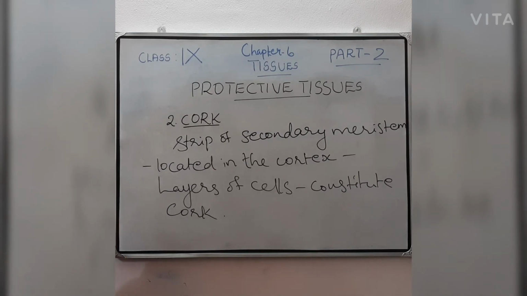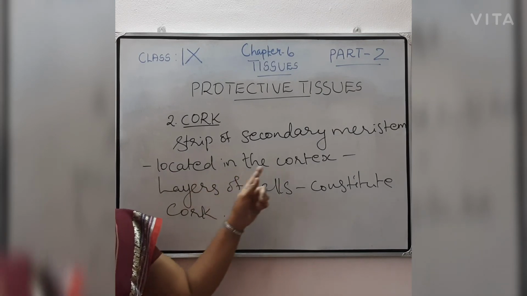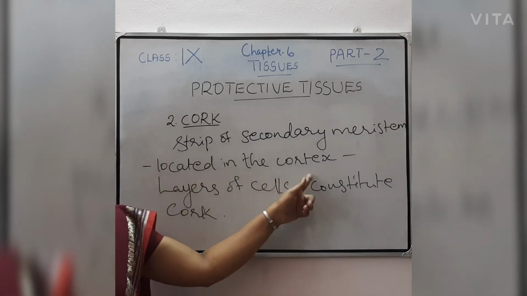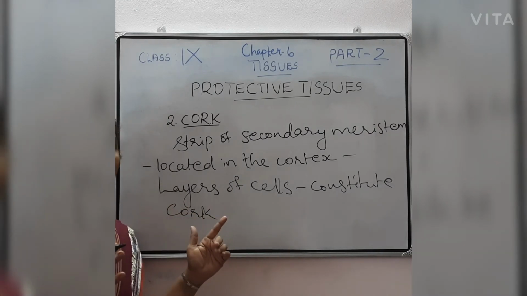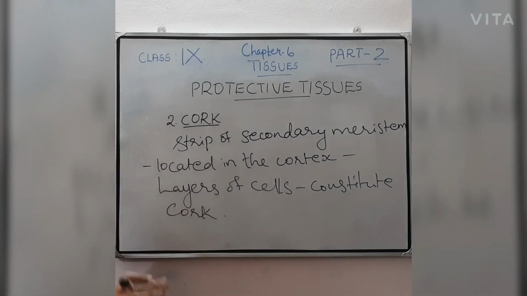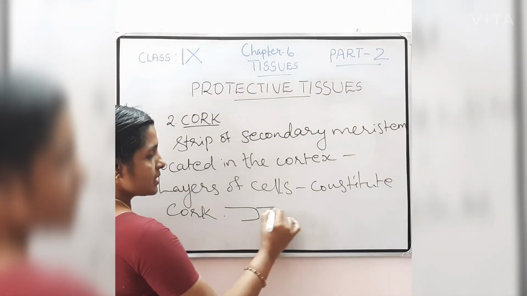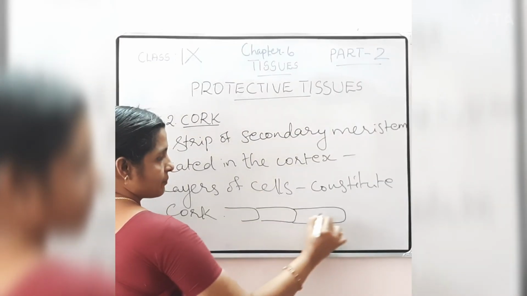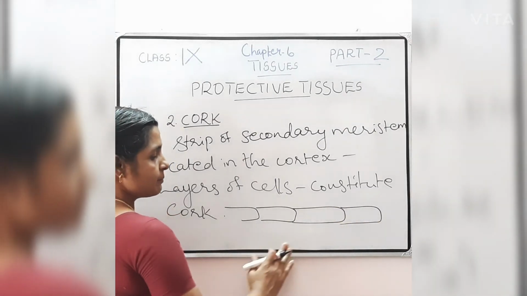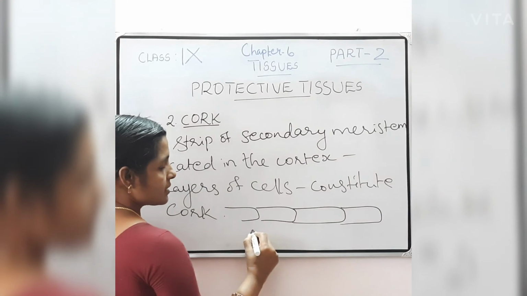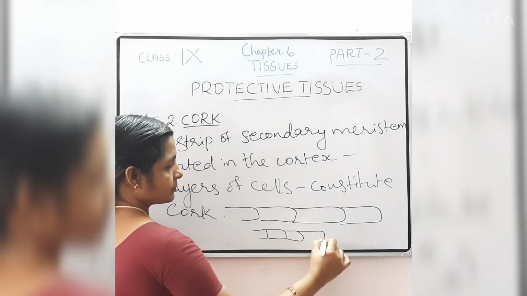Because of that change, a strip of secondary meristem that is located in the cortex region undergoes certain changes and forms layers of cells. Those layers of cells constitute the cork. You know that this one is the epidermis, and below the epidermis there is a region. That region is known as what? This region is known as the cortex region.